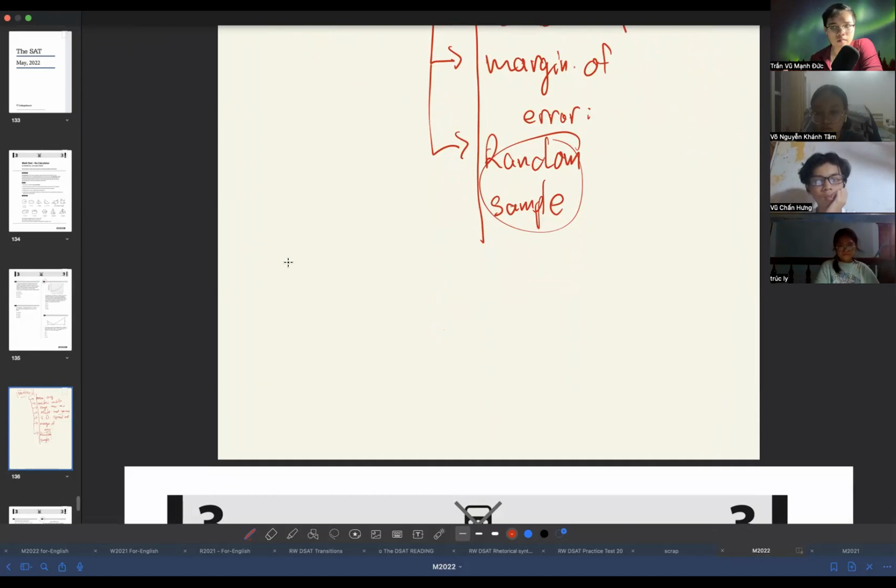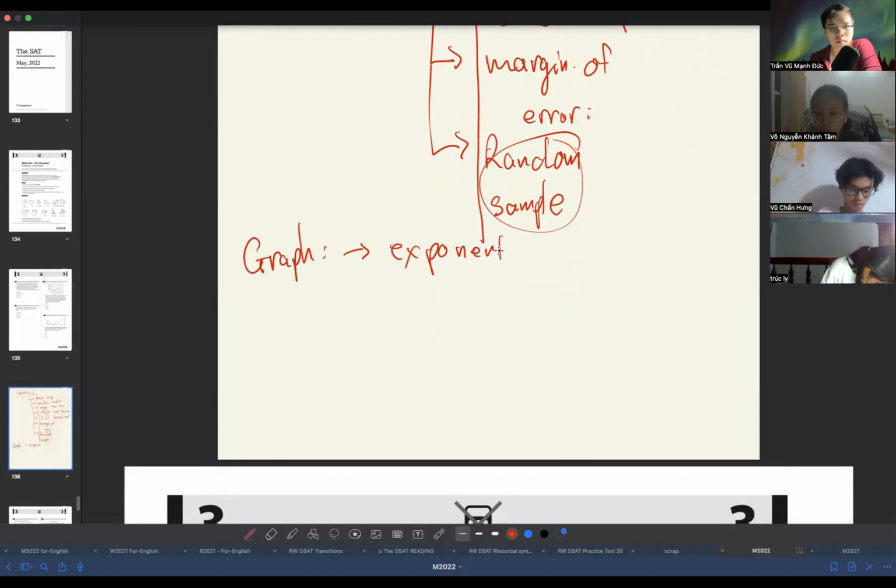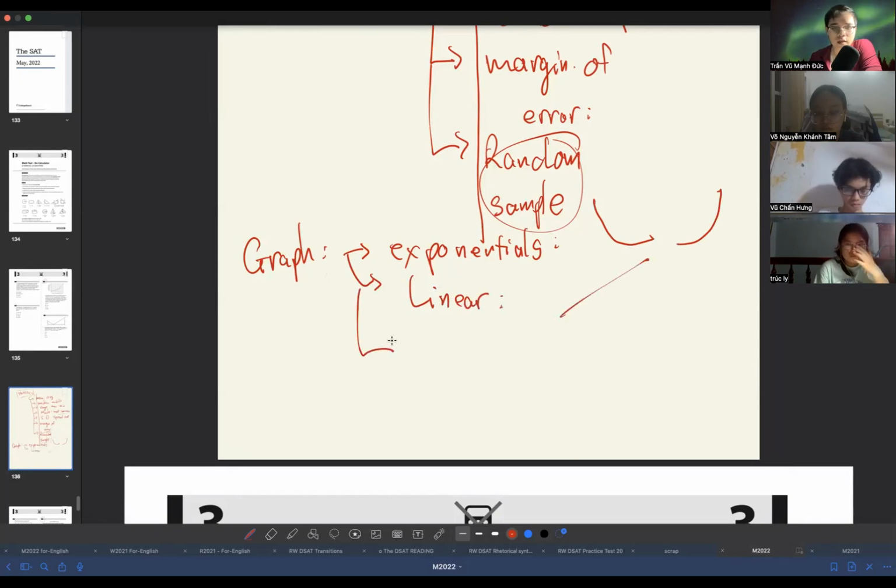and you can spend too much time. Okay, so when it comes to graph, I want you to remember three things. Exponential: what shape does it have? This one or this one? Okay. Next up is linear. Linear would be like this. Next up is quadratic.